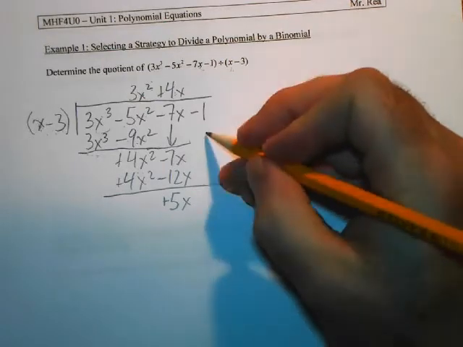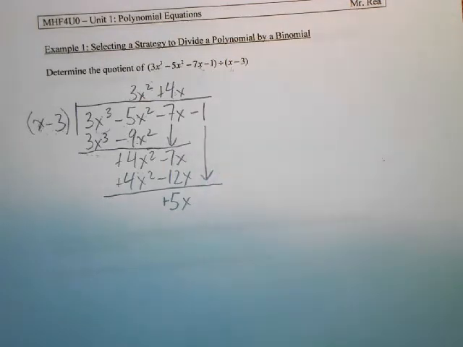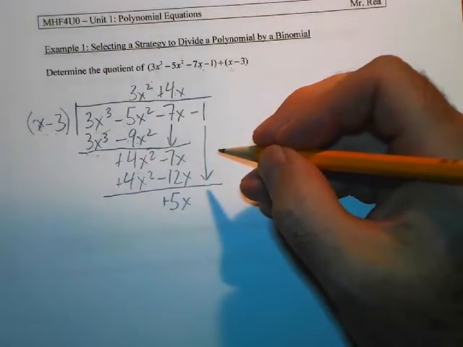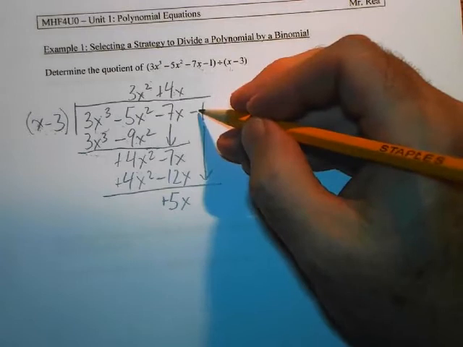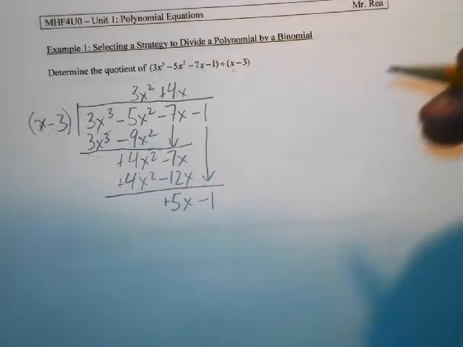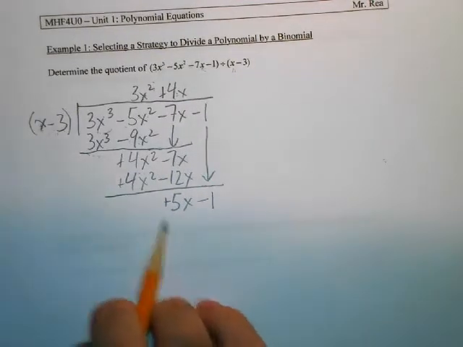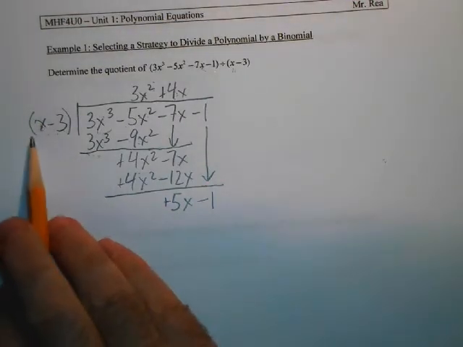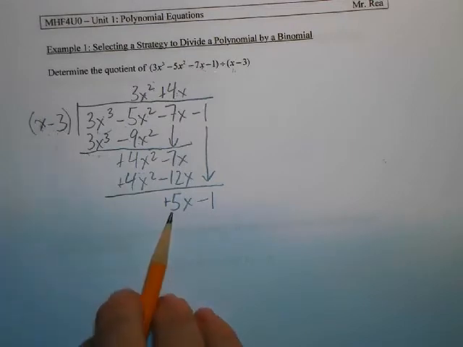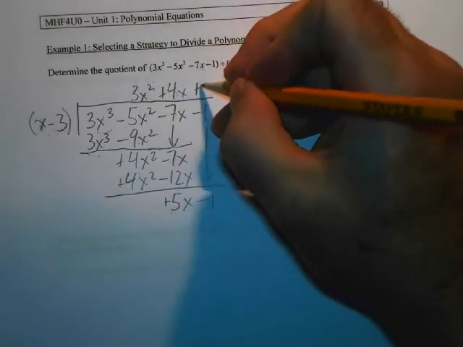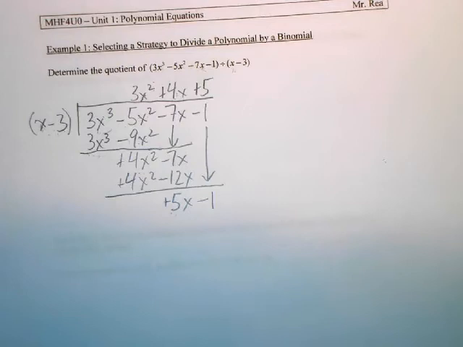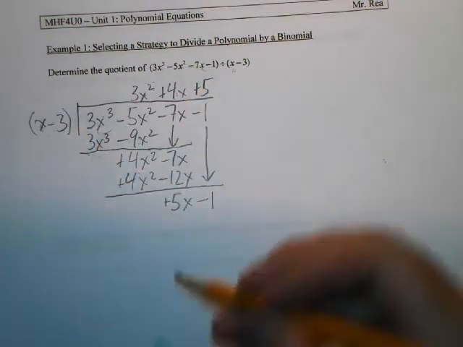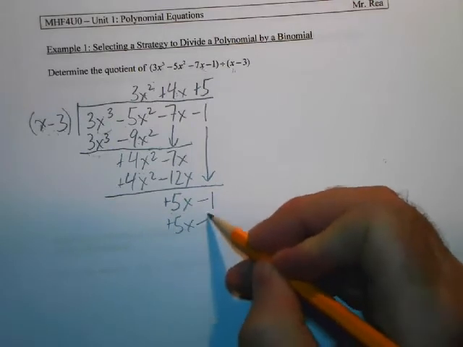And then finally you bring down your last term that was up here, which is a negative 1. Okay, and you can tell we're getting close because these are the same degrees. So this will be the last multiplication that we do. What do I have to multiply x by to get positive 5x? Well, that's plus 5x. Sorry, plus 5. Now when I multiply these two together, I get 5x minus 15.